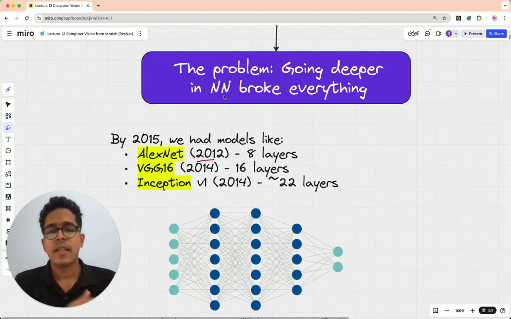But when the community was trying to implement models with bigger and bigger layers, so AlexNet had 8 layers, VGG had 16 layers, Inception V1, which was introduced by Google, also called GoogLeNet, in 2014, had 22 layers. People were trying deeper and deeper neural networks because they knew that deep neural networks could learn more features from the image-based data. But the problem was that it was very difficult to train these deep neural networks.